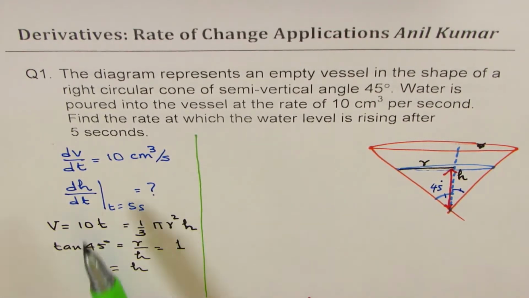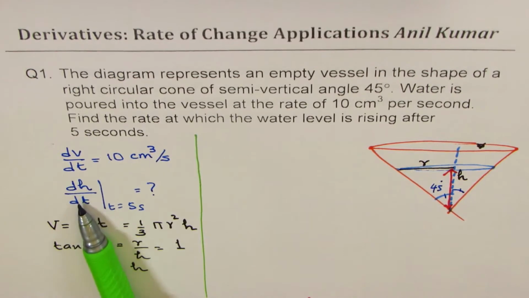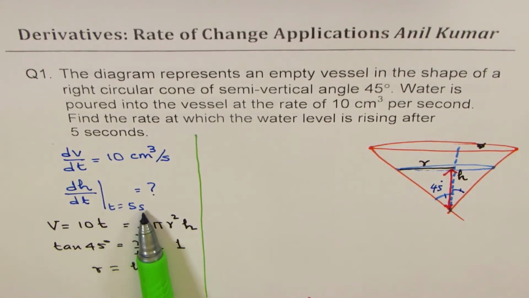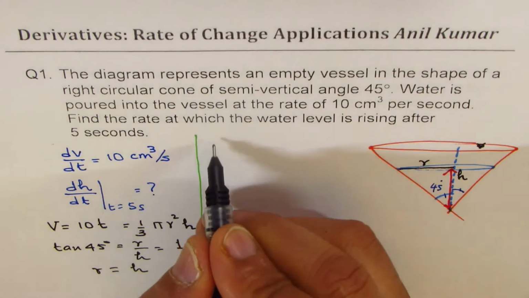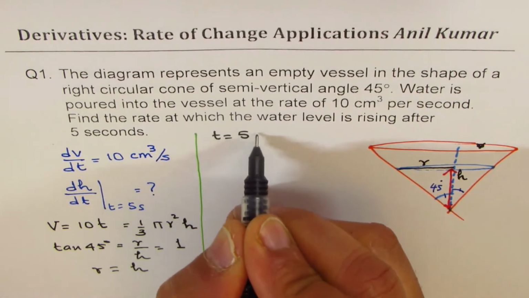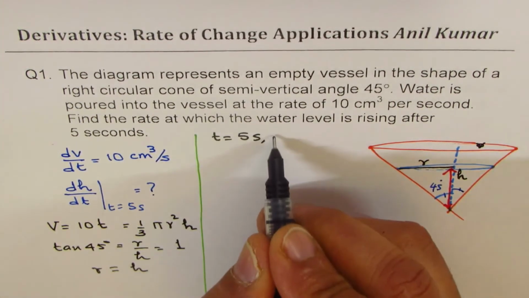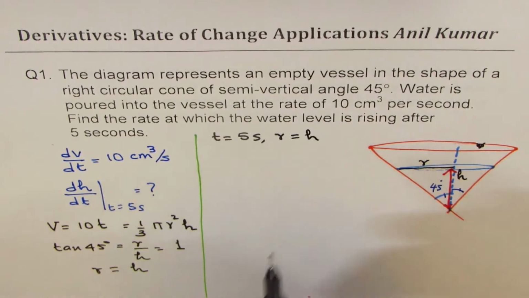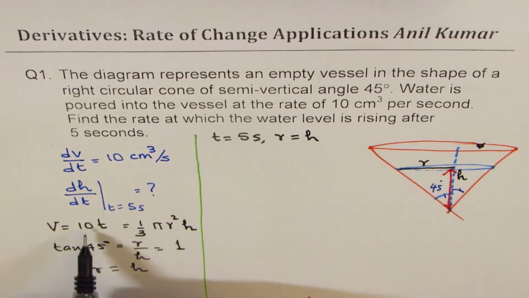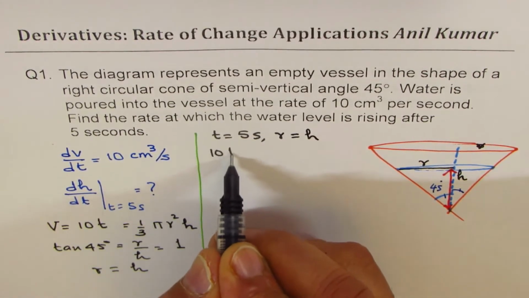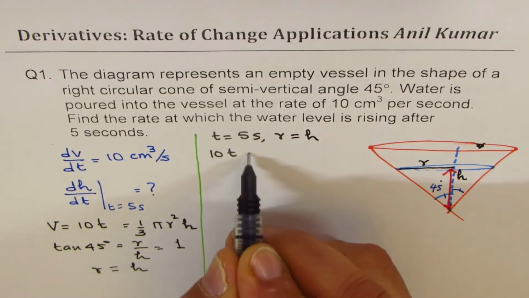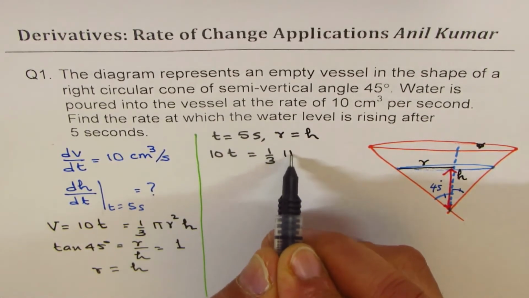Since we need to find the rate of change of height with time, at t equals 5 seconds we can find what the height should be. At t equals 5 seconds, what we know is r is equal to h. Let's find the height. We have this relation: 10t equals 1/3 pi r squared h.